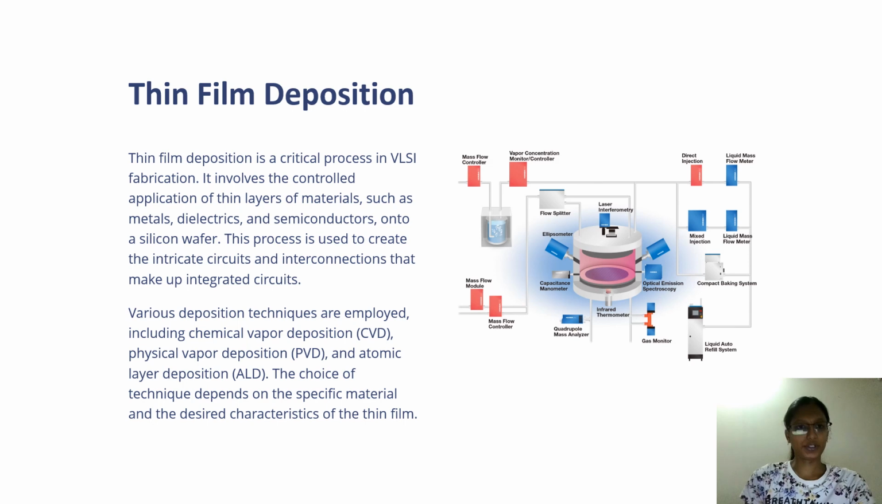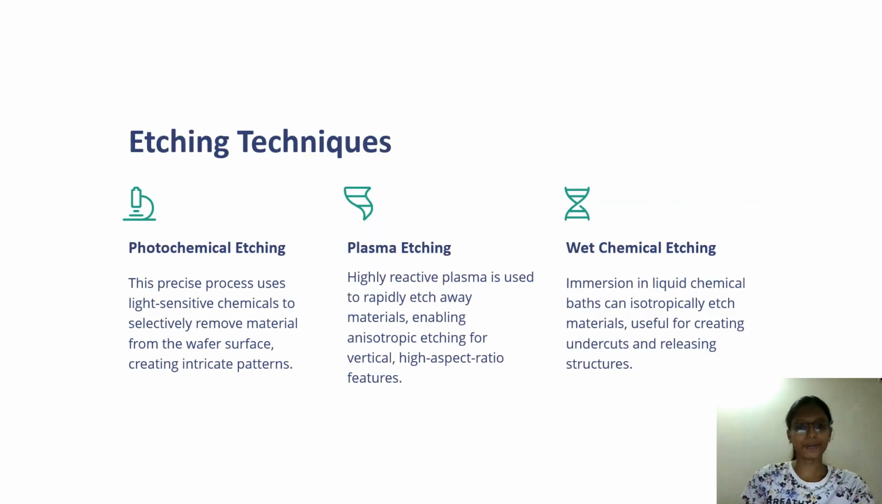Then thin film deposition. Thin film deposition is a critical process in VLSI fabrication. It involves the controlled application of thin layers of materials such as metals, dielectrics, and semiconductors onto a silicon wafer. This process is used to create the intricate circuits and interconnections that make up integrated circuits. Various deposition techniques are employed, including chemical vapor deposition, physical vapor deposition, and atomic layer deposition. The choice of technique depends on the specific material and the desired characteristics of the thin film.